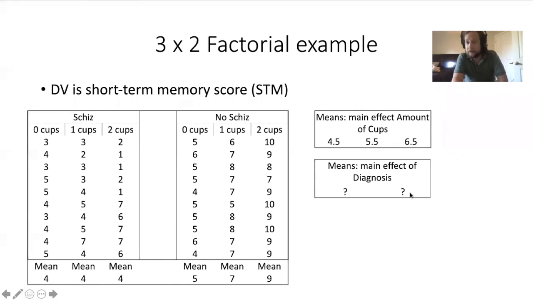The other way of doing that, which will give you the exact same number, is add up all 30 of the scores of people that don't have schizophrenia, and then you divide by 30, and that will also give you 7 as well. And so for the main effect of diagnosis, the two numbers that would be compared is the mean of 4, the mean short-term memory score of people with schizophrenia, to the mean short-term memory score of people without schizophrenia, which was 7. Those are the two numbers that were compared.